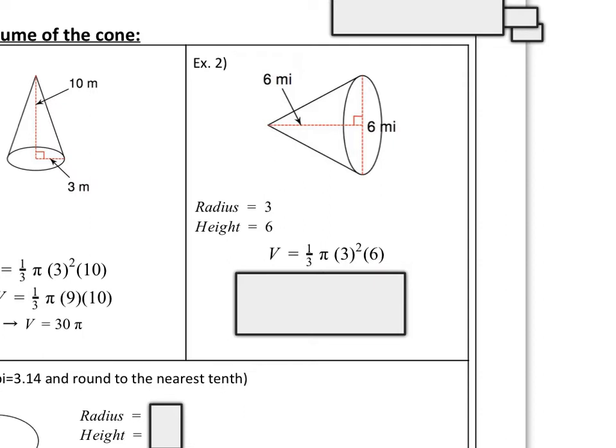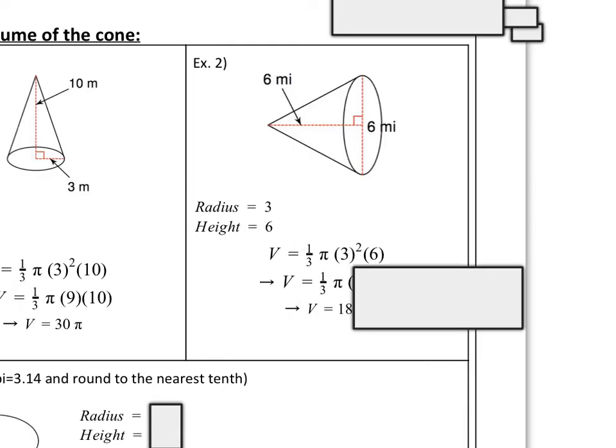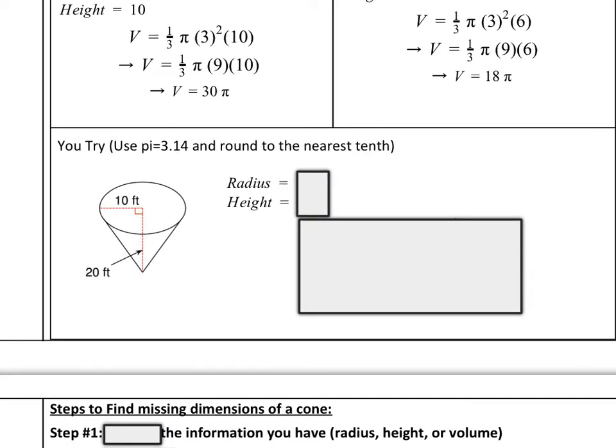If we take care of that exponent first, 3 times 3 is 9. That's that 3 squared. And then we have 1/3 pi times 9 times 6. If we calculate that out, we're going to get a volume of 18 pi. All right, I'm going to give you a second to try this one down here. But instead of using pi in your answer, this time I want you to use 3.14 and round to the nearest tenth. Try finding the volume of this cone now.